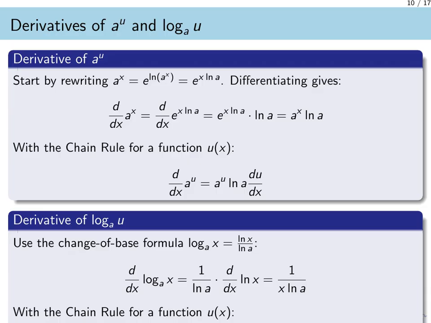For a logarithmic function, we use the change of base formula, writing log base a of x as the natural log of x divided by the natural log of a. Since 1 over the natural log of a is just a constant, the derivative becomes 1 over the quantity x times the natural log of a. The main takeaway is that by using our knowledge of base e as a bridge, we can easily find the derivative for any base.